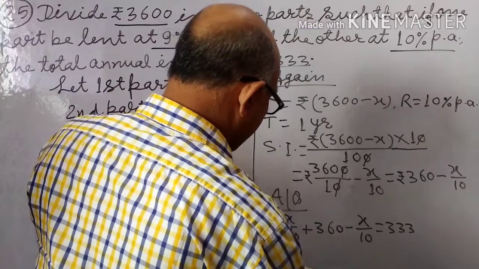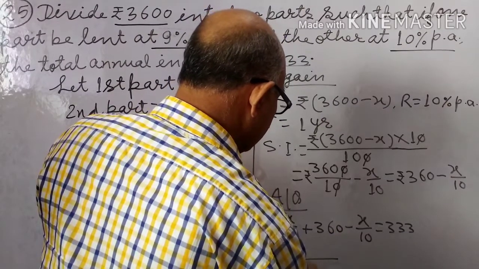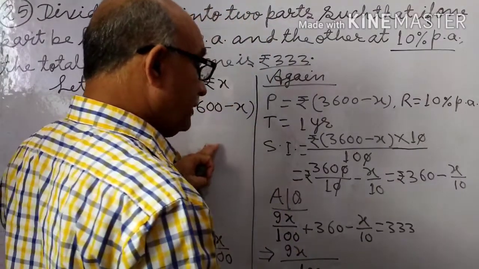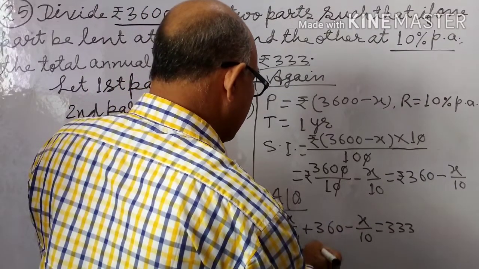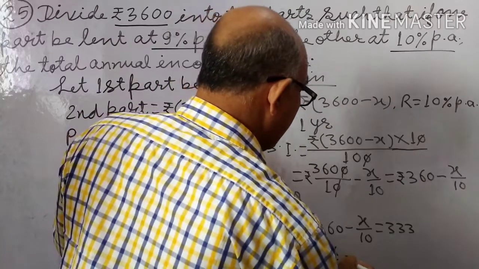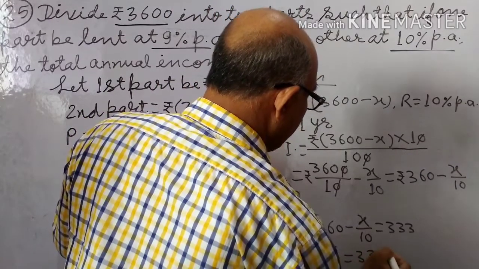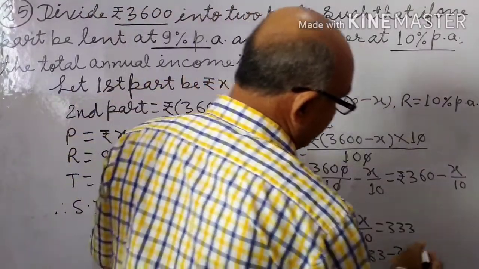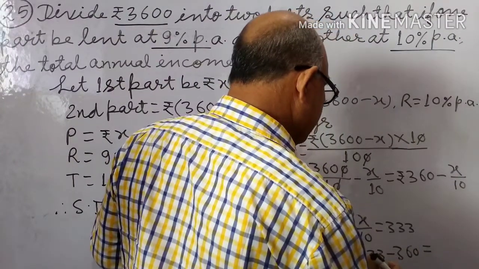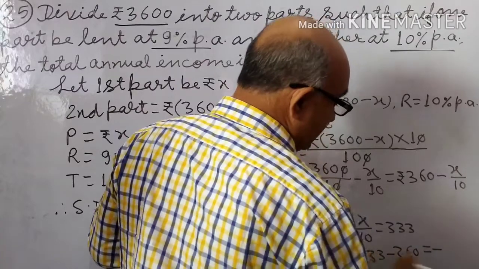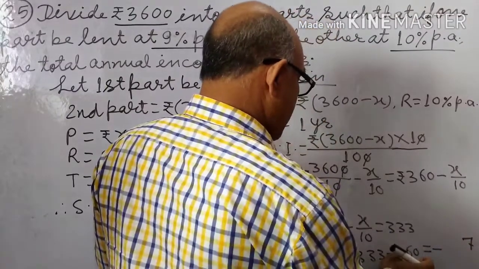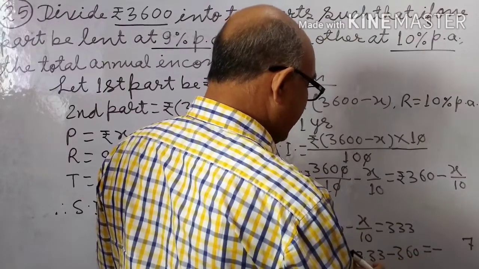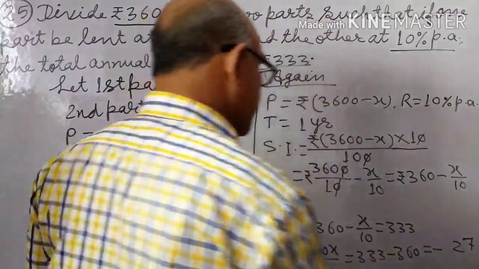That implies LCM of 10 and 100 is 100. So 9x, 10 divided by 10 is 100, 10 into x minus 10x equal to 333 minus 360. 333 minus 360 equal to, result is in minus, 10 minus 3, 7, 5 minus 3, 2, so minus 27.